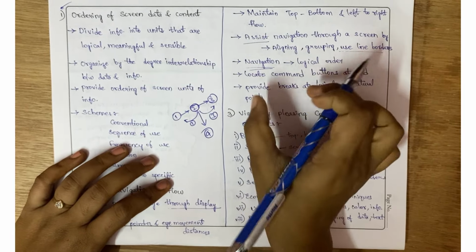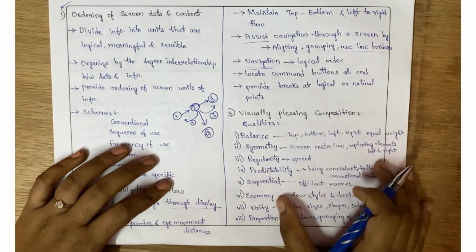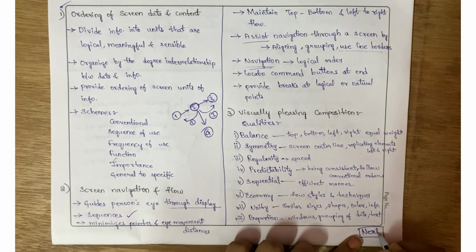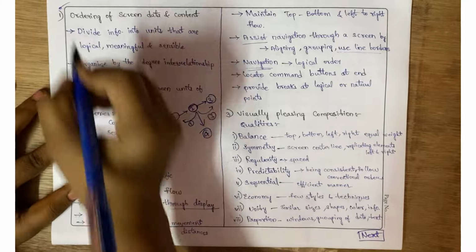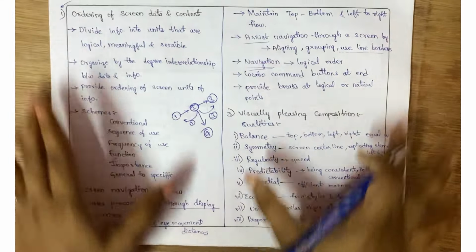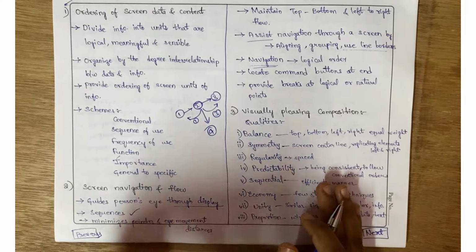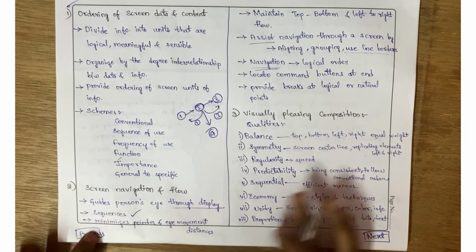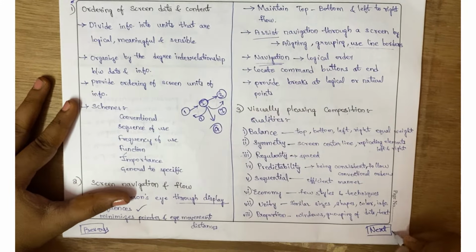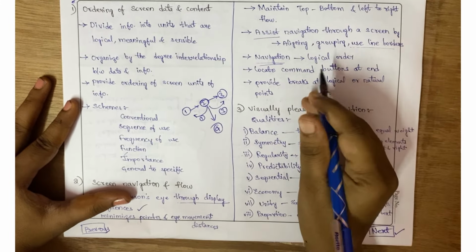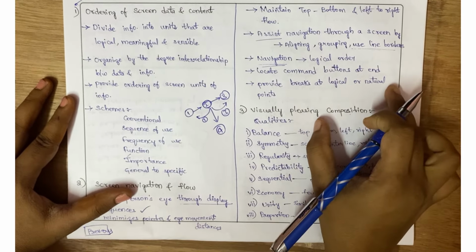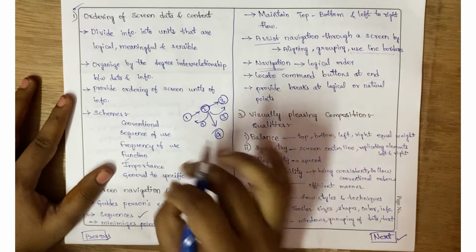You also have to locate command buttons at the end of the page structure. That means here I should provide the next tab, and if I want to move to the previous one, here I should provide previous. After reading all the content, if you still want to revisit the previous one, you can go through this previous tab. If you are clear with this one, you can move to the next one through the next tab. You should also provide breaks at logical or natural points, that is, wherever necessary.